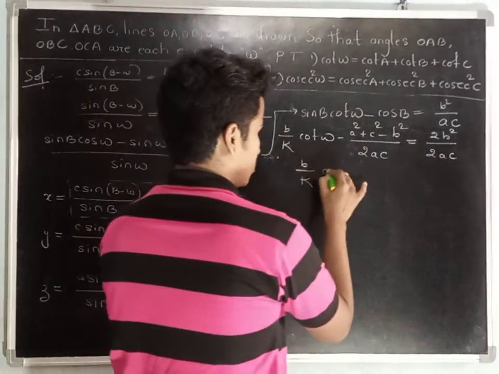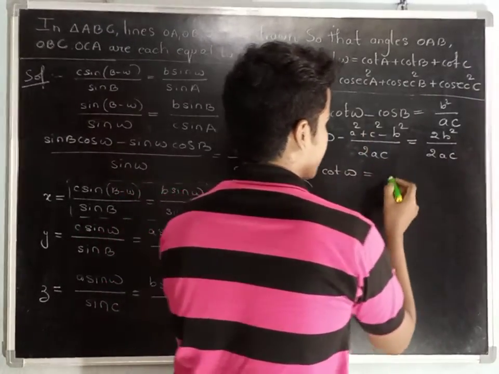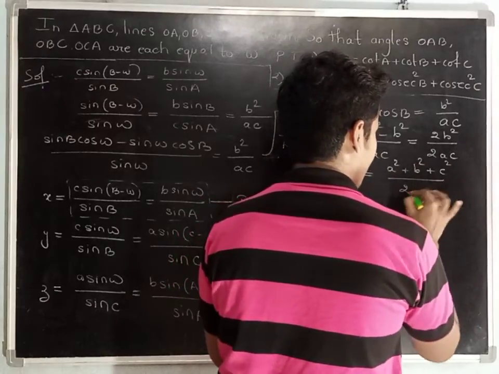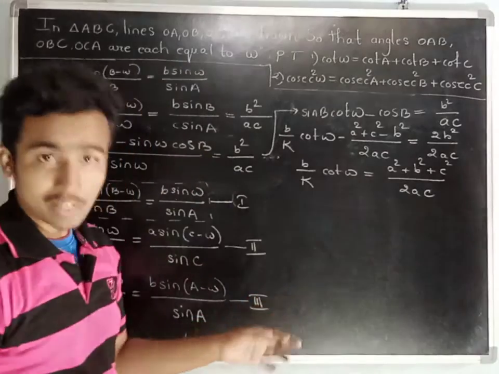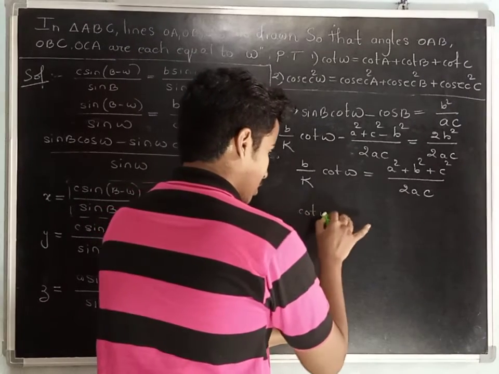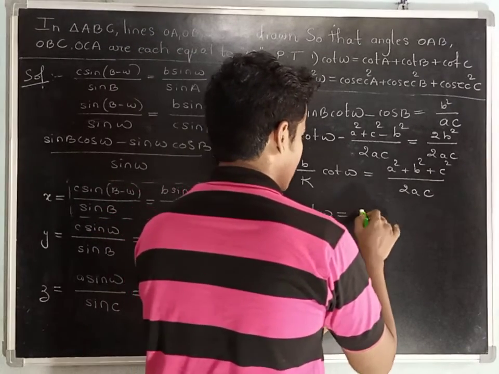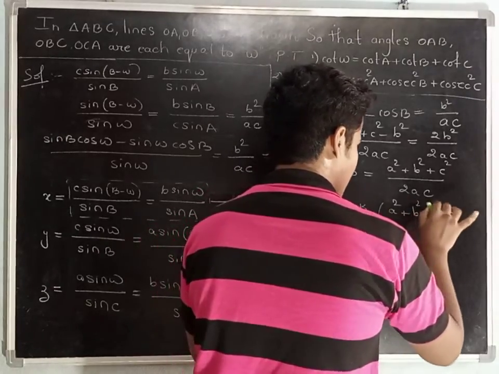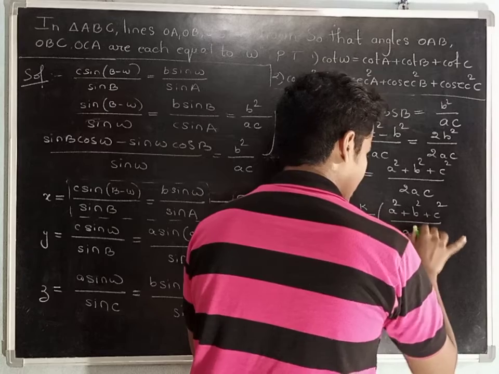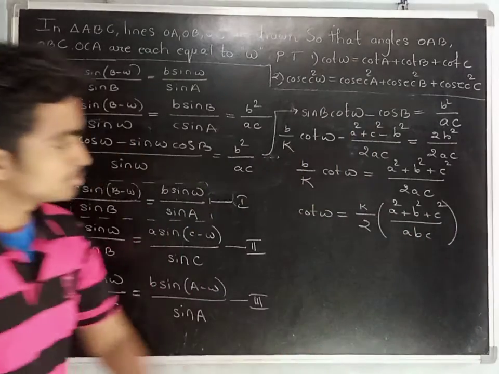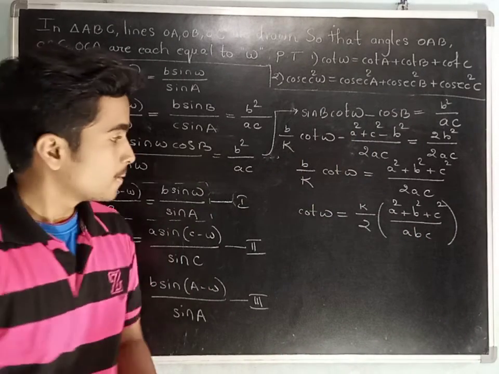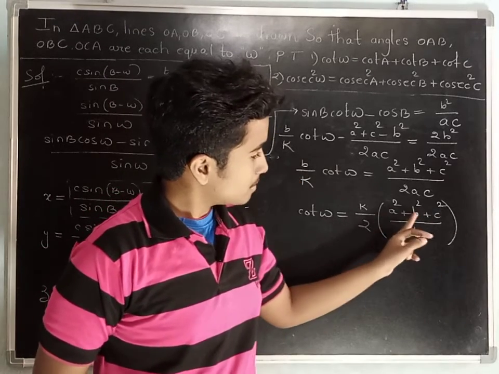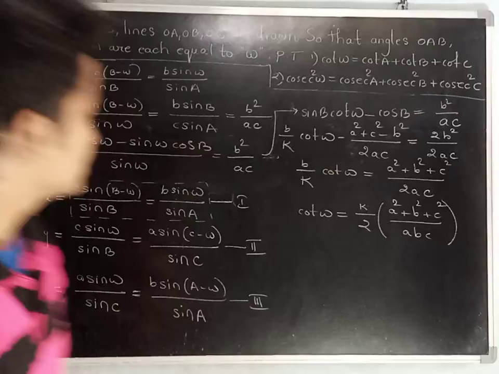b by k into cot omega. It's nothing but a square plus b square plus c square by 2ac. Okay. Now cot omega is going to be k by 2 into a square plus b square plus c square by abc. Okay. K by 2 into a square plus b square plus c square by abc.